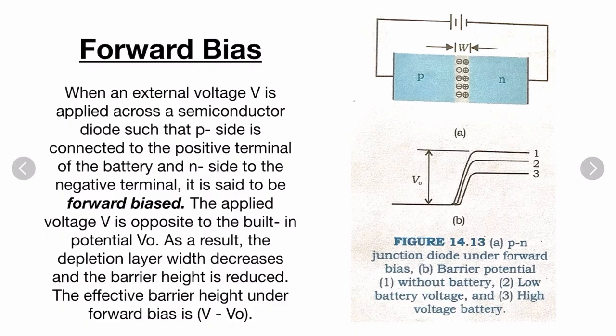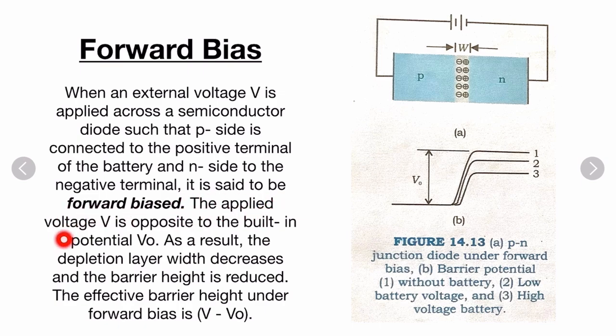Yes, what is forward bias? You can see here when P is connected to the positive terminal of the battery and N is connected to the negative terminal of the battery, we call it forward bias. When an external voltage V is applied across a semiconductor diode such that the P side is connected to the positive terminal of the battery and the N side to the negative terminal, it is said to be forward biased.